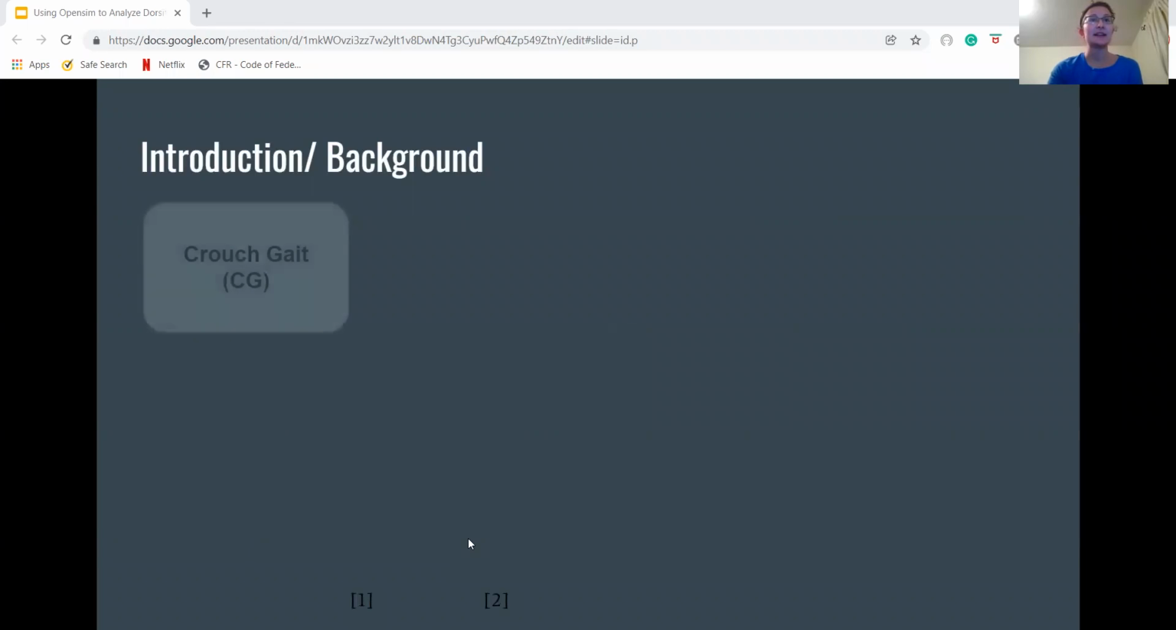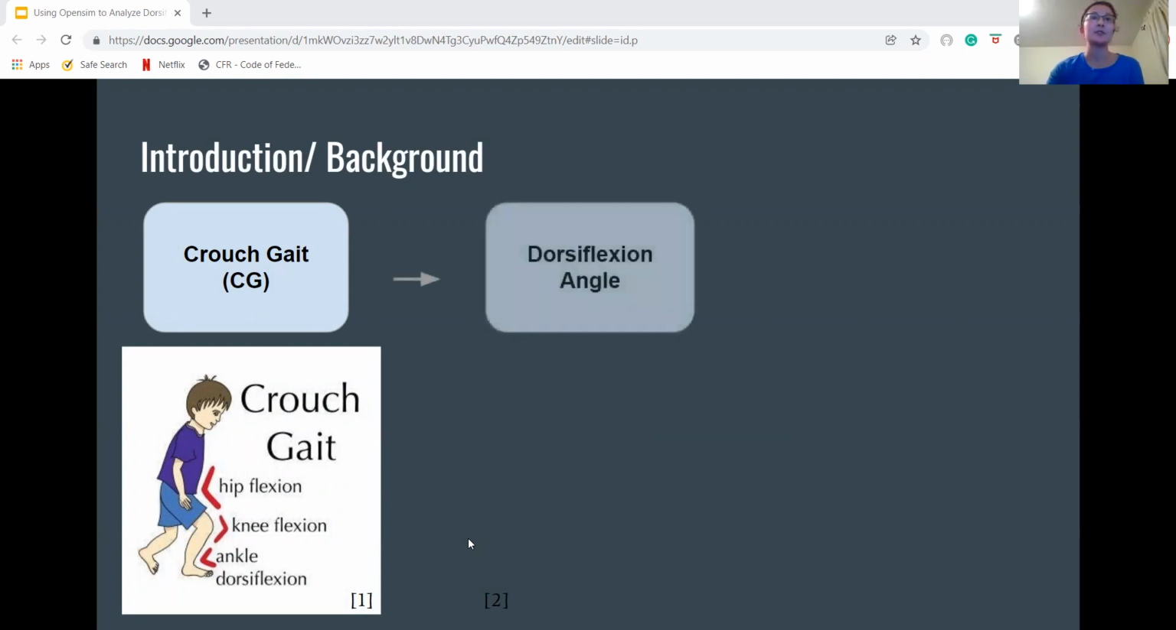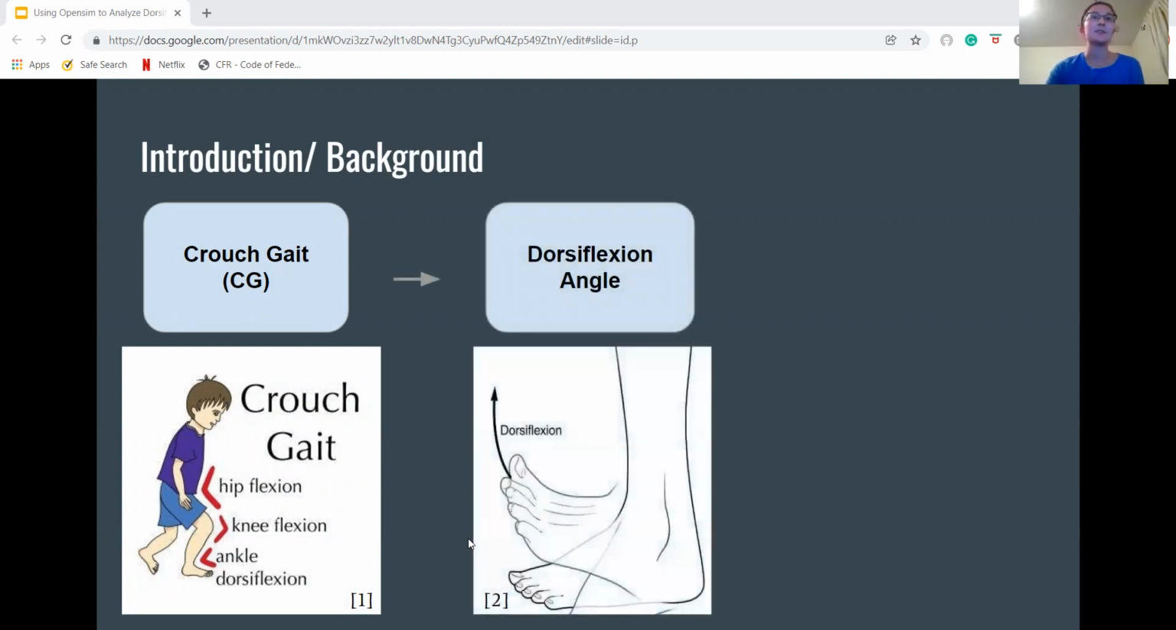Crouch gait is a condition that is caused by neurological conditions like cerebral palsy. It is characterized by increased hip, knee, and ankle flexion, which changes the biomechanics of how a person walks. We will focus on dorsiflexion, which is the ability to bend your foot toward your ankle.